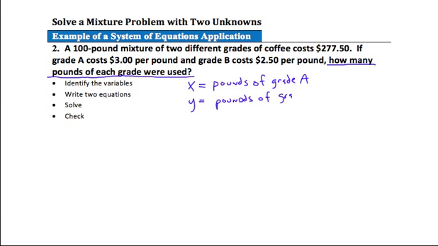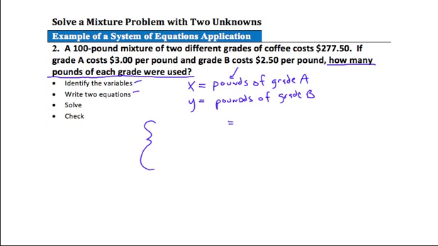And then we'll let Y be the pounds of grade B. We wouldn't want to simply let X be grade A and Y be grade B, because it will be hard for us to write our equations. We need to specify that these are the pounds of each of these coffees. Okay? Now we've identified our variables.